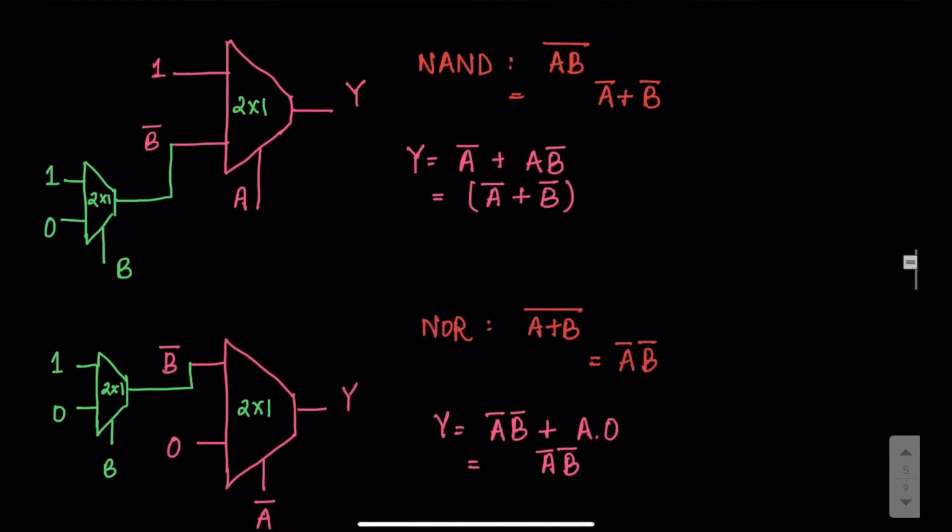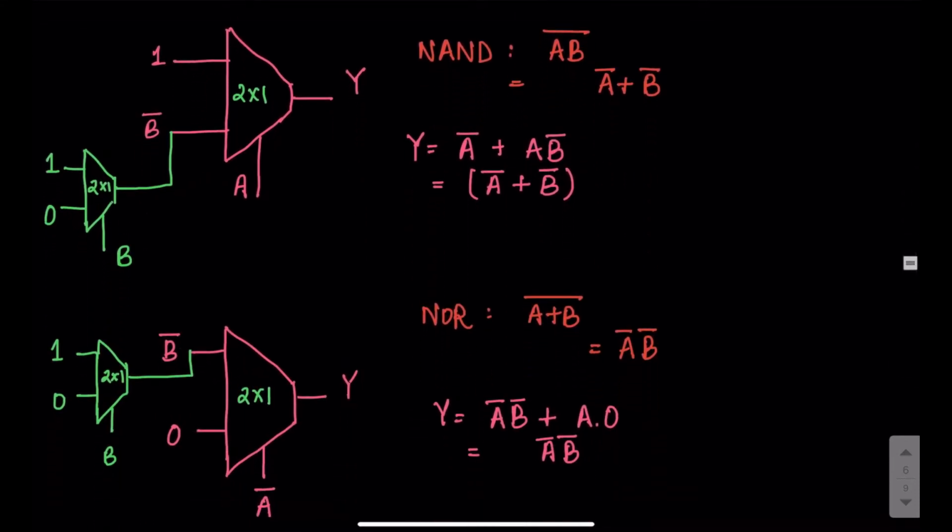Suppose you want to implement a NAND gate using the 2 cross 1 mux. This time you require two 2 cross 1 muxes. Why? Let's see. NAND is actually AB whole bar. As per De Morgan's theorem, this can be written as A bar plus B bar, and we have to actually implement this. So to implement this, we do as follows.